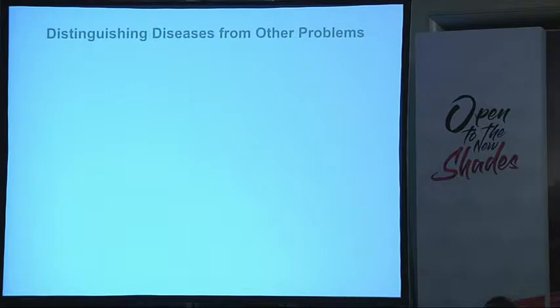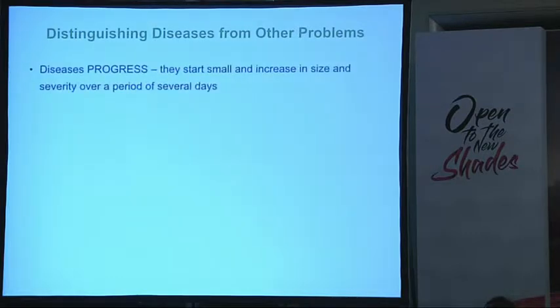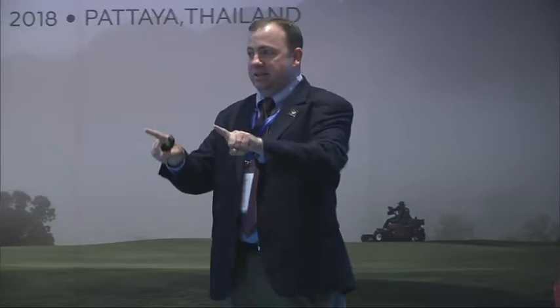So distinguishing diseases from other problems, remember diseases progress. So they're not static. If you were to make a herbicide application by accident, you wouldn't see that really moving that much. Whereas diseases will grow. So if you see things that look to be getting worse and worse over time, some will actually go out and mark edges of where they see things.